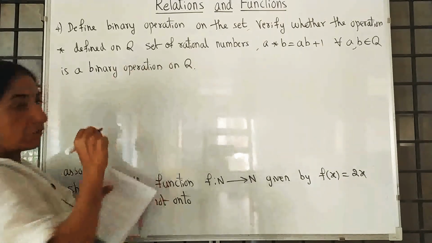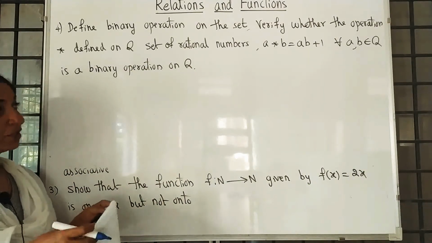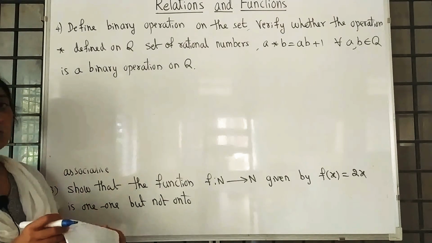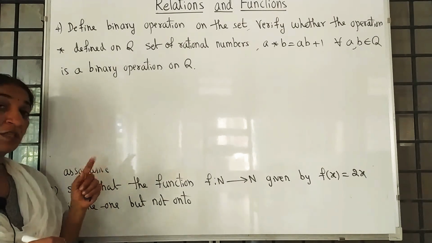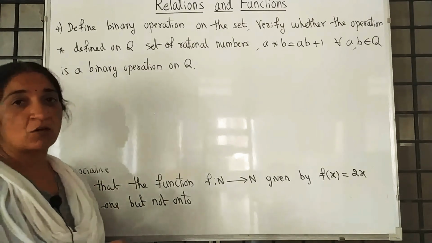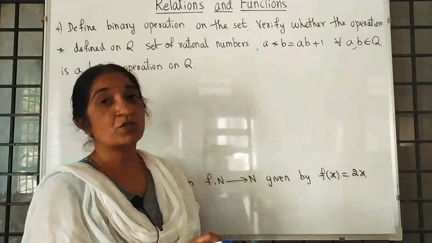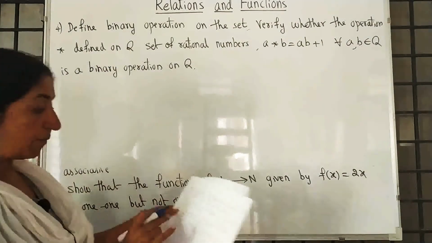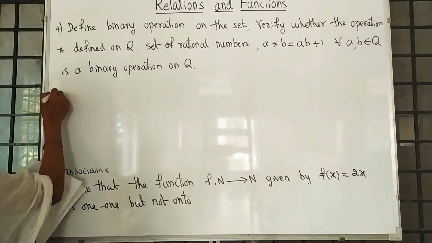On Q. See, when you observed in 1 mark question, they asked, it contains 2 questions. In 1 mark, the 2 questions separate are define binary operation and another one separate question for 1 mark. Here they combined the 2 questions.